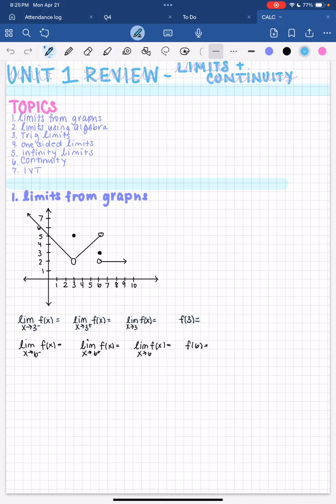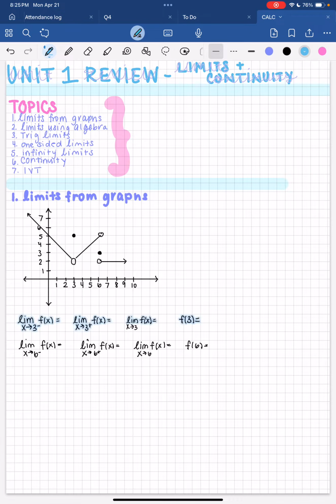So today we're going to do a review on Unit 1, Limits and Continuity. First, let's chat about what topics you need to know for the AP exam from Unit 1. You can see right here, I have a bunch of topics listed. These are just the main topics, how I group them in my class: limits from graphs, limits using algebra, trig limits, one-sided limits, infinity limits, continuity, and the IVT. Let's go through each one and see how I teach it and get you prepared for Unit 1.